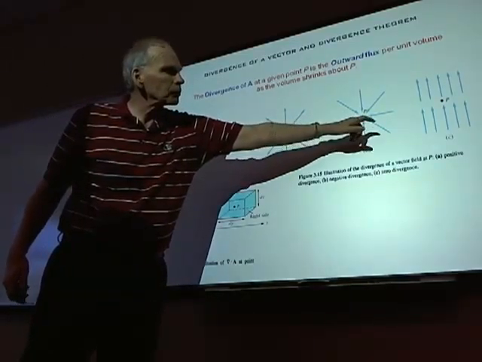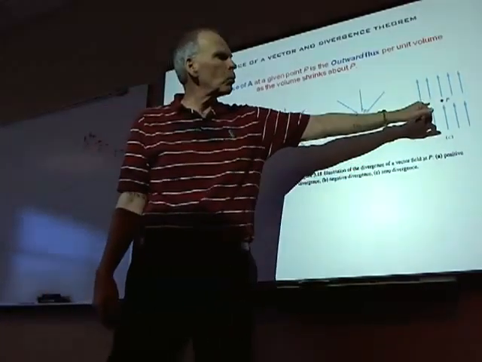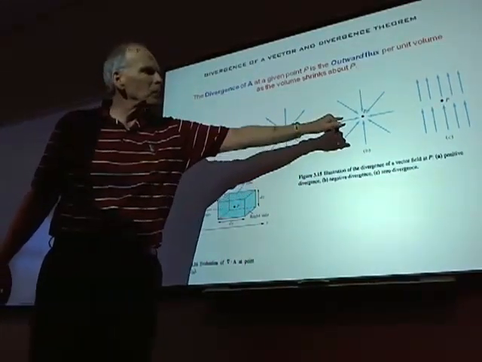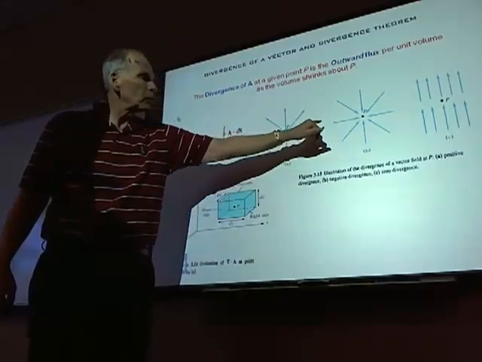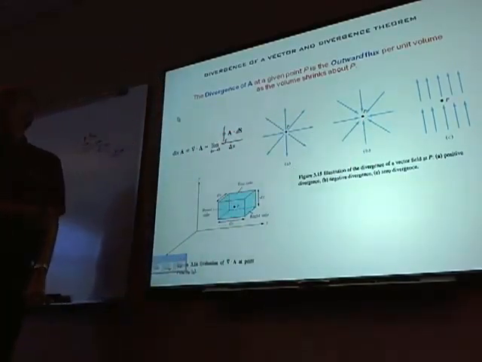These are converging in. Here's an example of no convergence. At this point here, whatever comes in goes out. This is a source, that is a sink. This is a positive charge, that is a negative charge. All right?